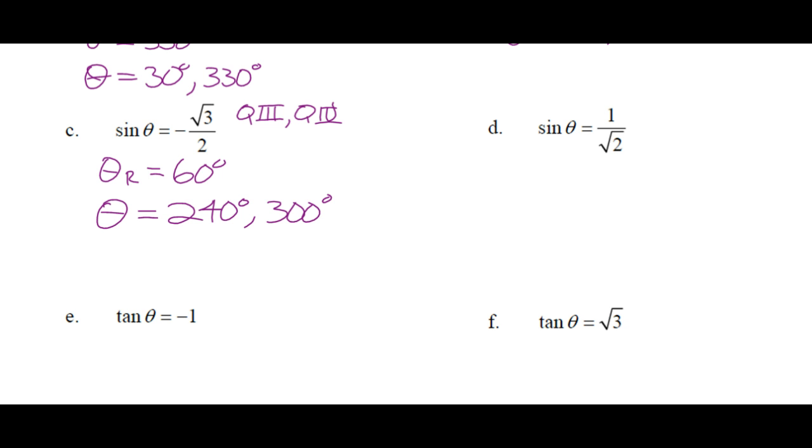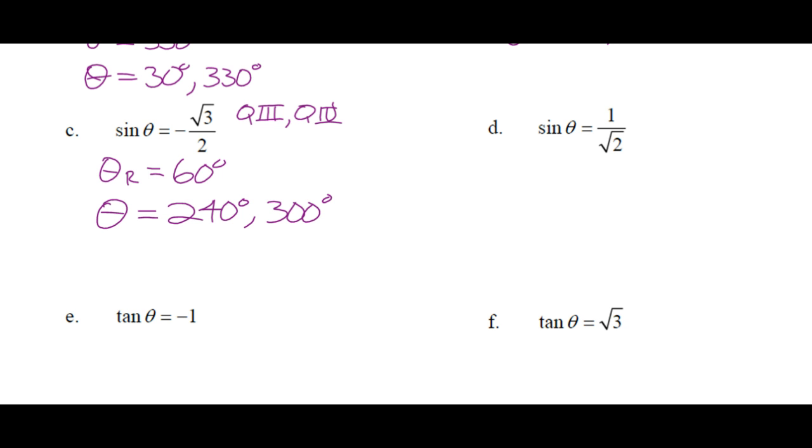Okay? So you got to get to the point where you're just doing reference angles in your head, right? Say, okay, quadrant 3 is 180 plus. So you got to remember, quadrant 2 is 180 minus. Quadrant 3 is 180 plus, and quadrant 4 is 360 minus.